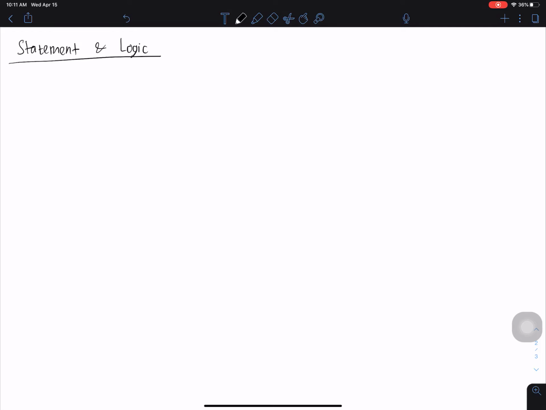Now here we are going to discuss statement and logic. Before that, let me write down another example here so that we can try to understand logic based on this example later on.